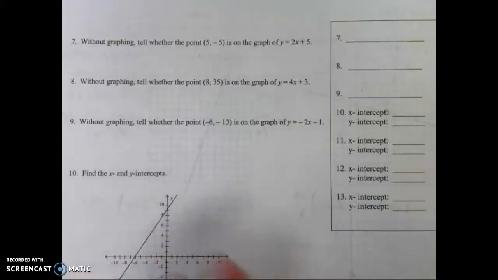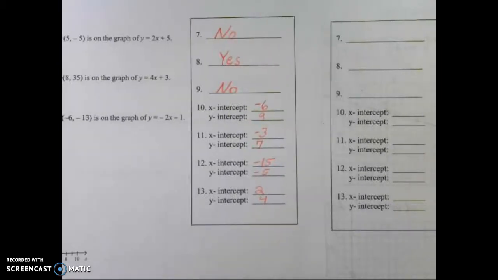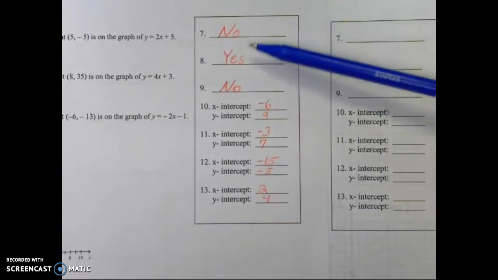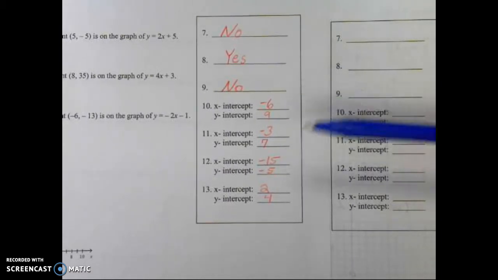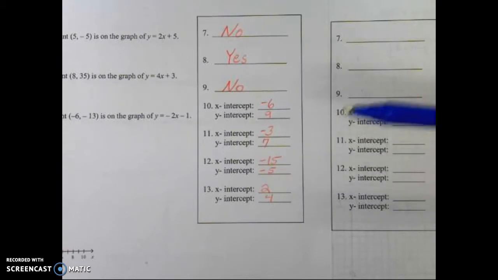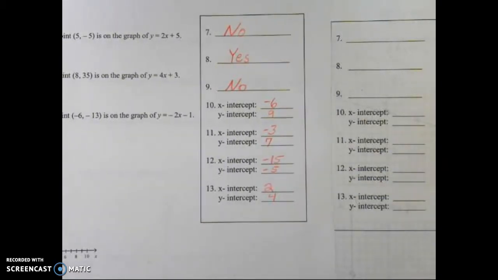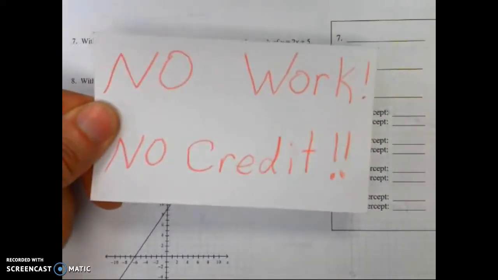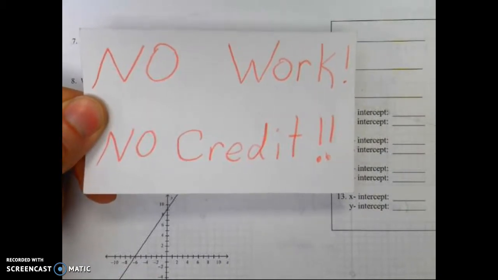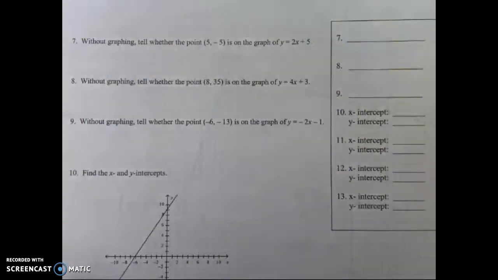All right, welcome to the second page of our Chapter 5 study guide. Just for a quick review, here are the answers for it. So it should read no, yes, no, -6, 9, -3, 7, -15, -5, 2, and 4. So write those down if you need to. But just remember, no work, no credit. So let's show the work right now.